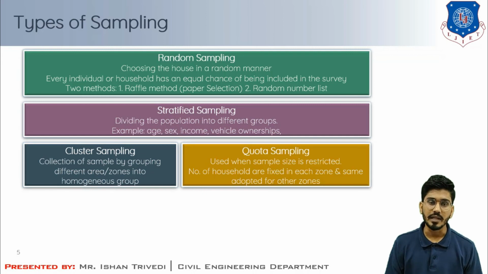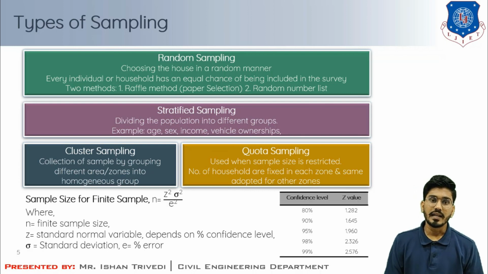Next is quota sampling. Here quota sampling is used when it is proposed to restrict the number of samples. In this method, the number of households to be surveyed in each zone is fixed, and the same will be adopted for all the zones. Means from a particular area, I will collect 20 samples. That's it. And this is how I will apply it to all other places. A particular quota is fixed for each zone.